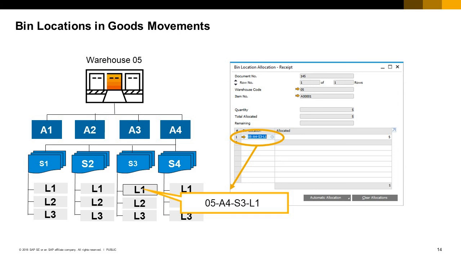To manually specify a bin location, right-click on the quantity field in a row to open the bin location allocation window. In this window you can specify quantities and bin location codes for the item on that row.